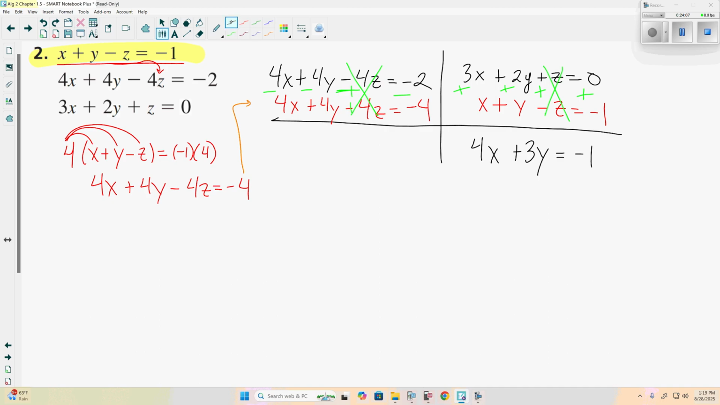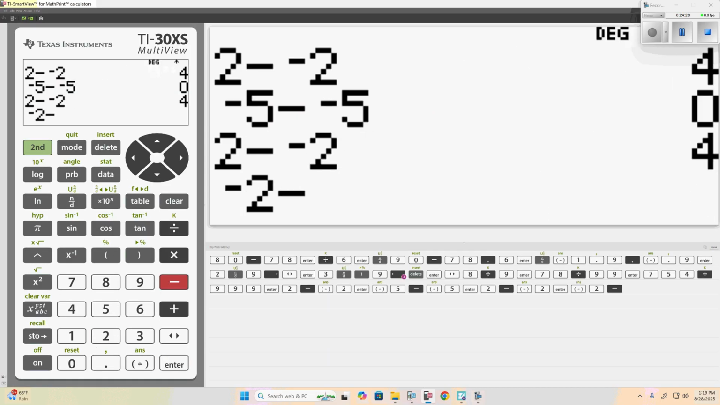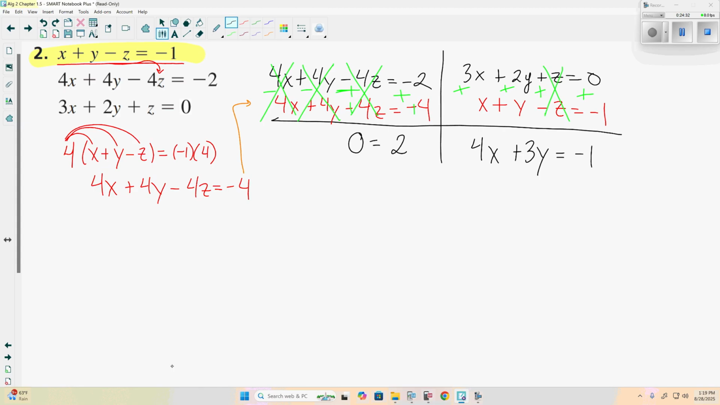Now, 4x minus 4x is 0. 4y minus 4y is 0. So the entire left side is 0. Negative 2 minus negative 4. Negative negative makes a plus. Negative 2 minus negative 4, because our negative negative 4 is going to become positive 4.